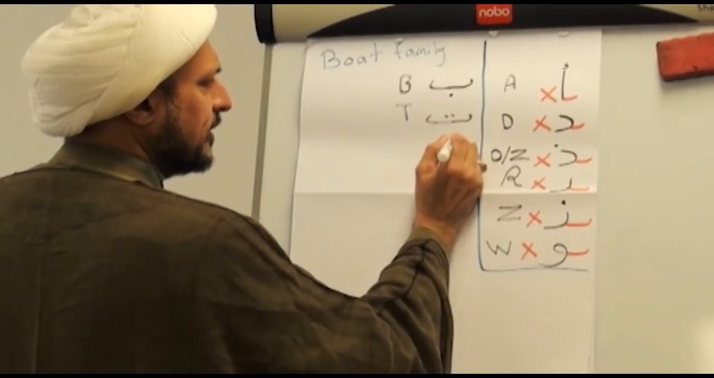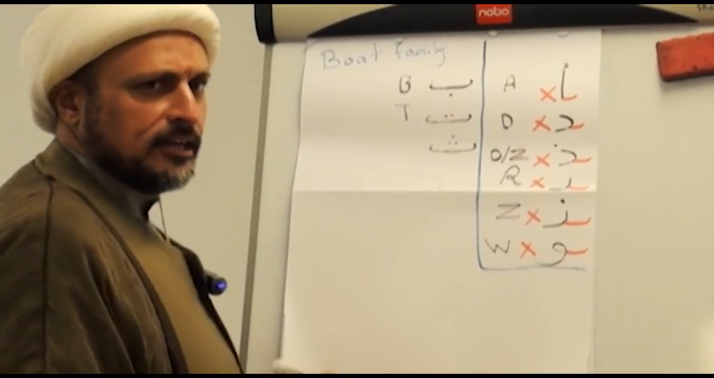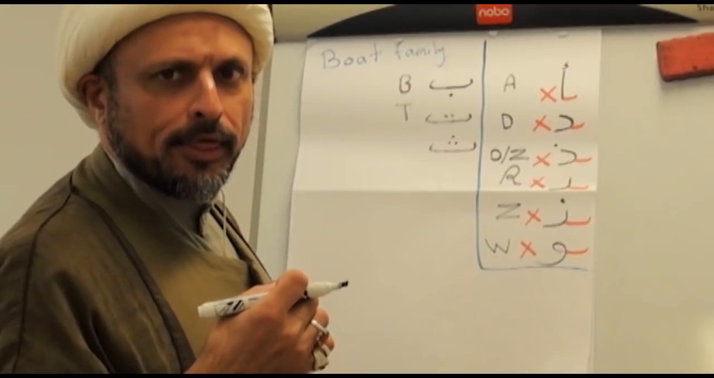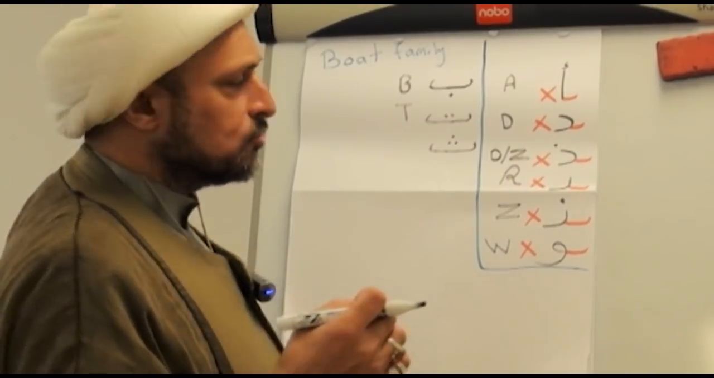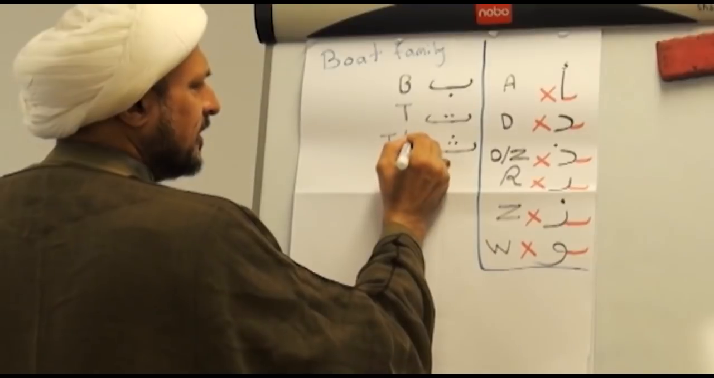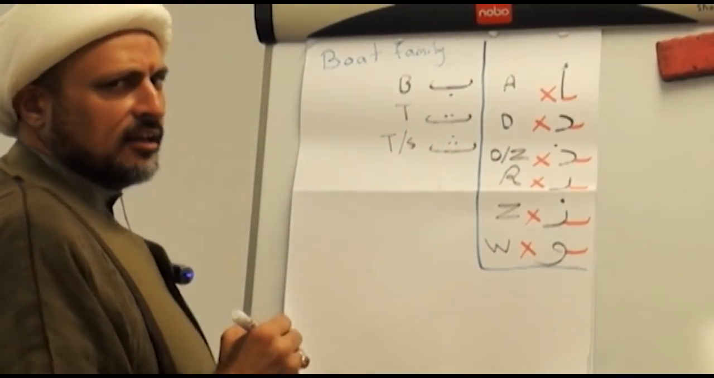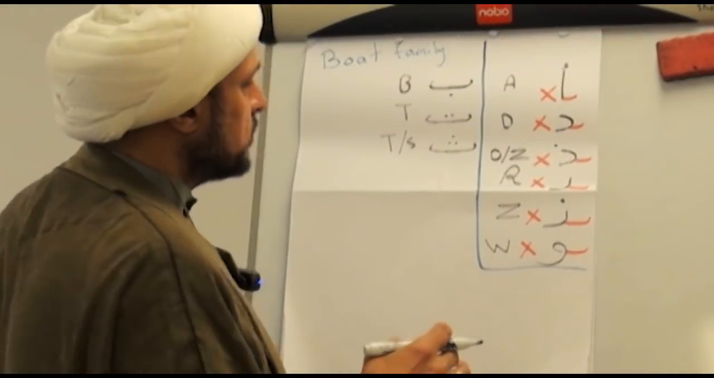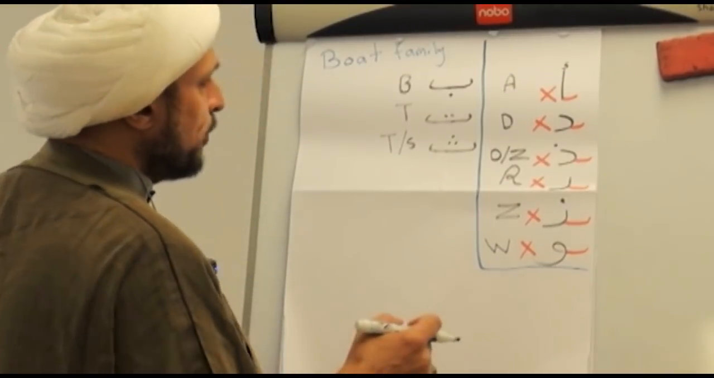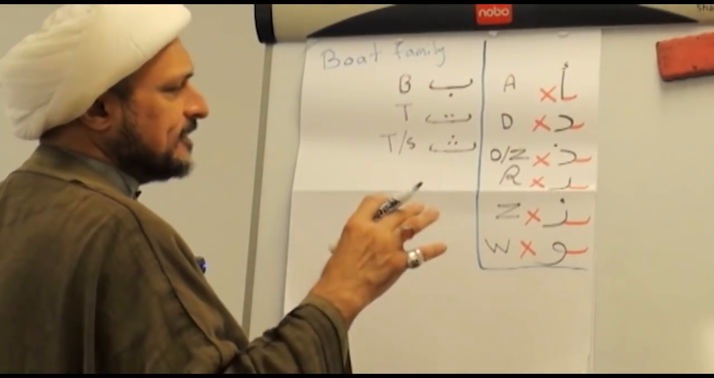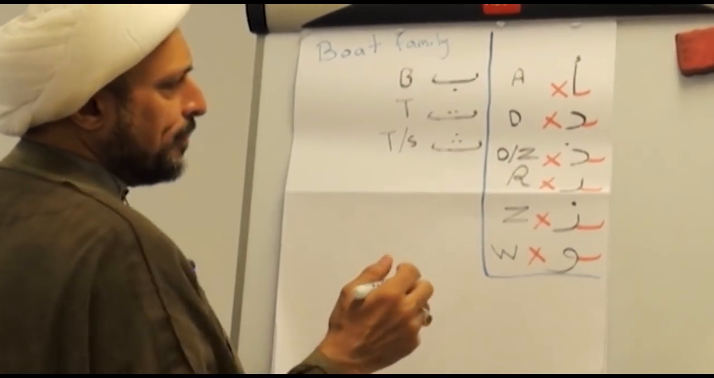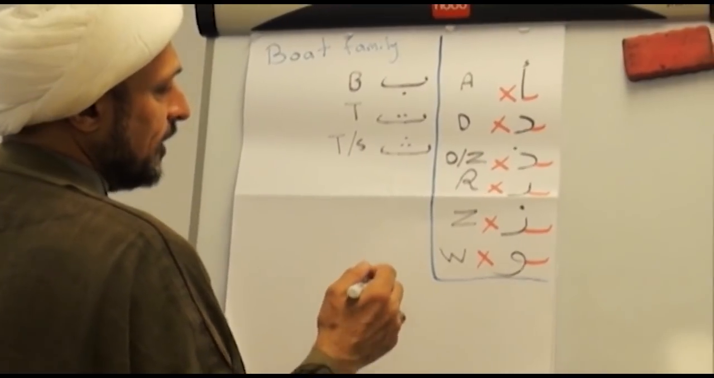Now this tha again, I don't have any particular pronunciation in English for it. Look at my tongue, tha, okay? This tha sound is something like between T and S. They write it TH, but it's something like T and S, tha. Make a mixture out of it. These are the ba, ta, tha, three boats, more boats.